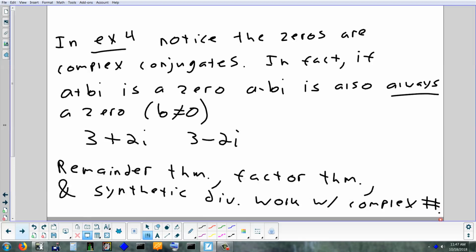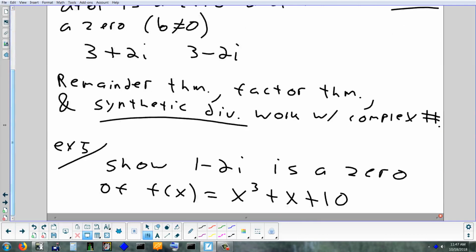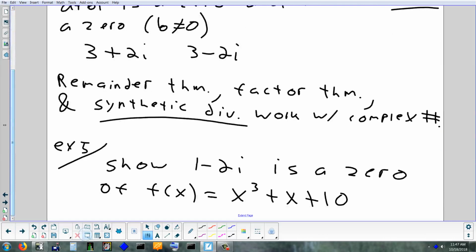Okay, so all the theorems that we've used and learned all week, they all still work. Okay, the remainder theorem still works. Synthetic division still works. I'm going to show you synthetic division with a complex number. Okay, it's not super bad, but there's a little bit more arithmetic than regular synthetic division because it is a complex number.